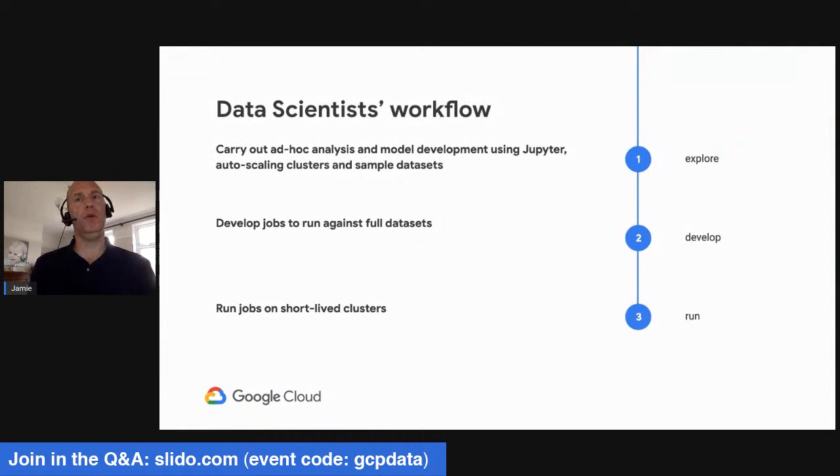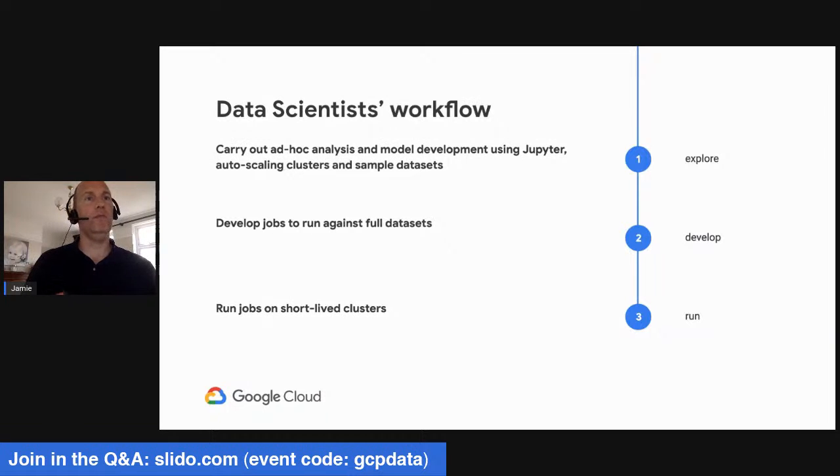So just to talk a little bit about what our data scientists typically do, they will carry out our ad hoc analysis and model development using Jupyter notebooks, using those auto-scale clusters that we talked about before, and we encourage them to use sample data sets as well. The reason being is simply a cost-saving one. If they're working on sample data sets, then we don't need to create as much Dataproc resource for them, and that means we save money.